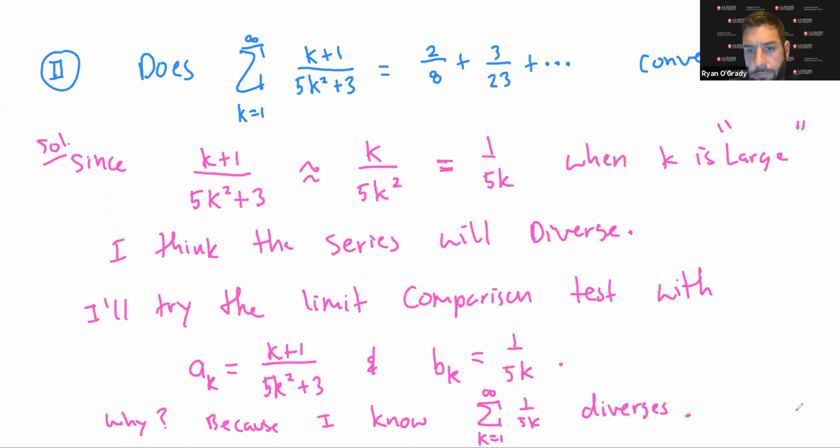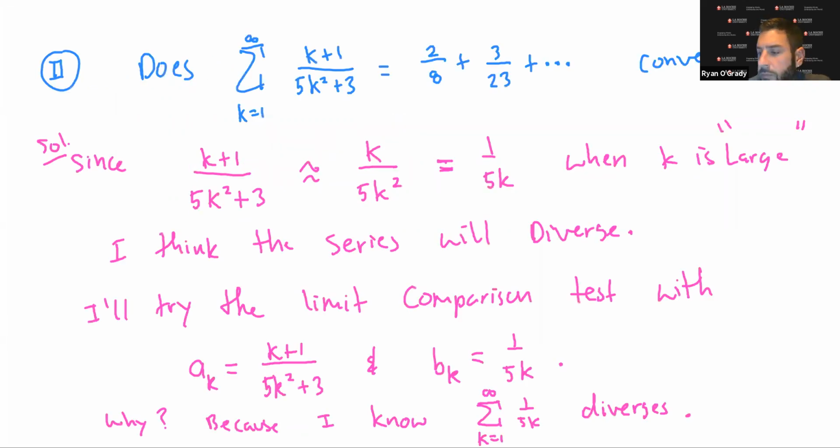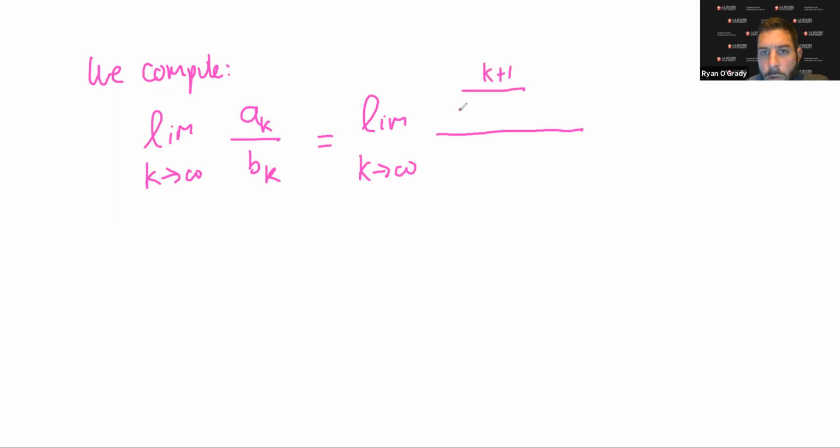So let's do it. We have to compute the limit as k goes to infinity of a sub k over b sub k. The a sub k we know: (k plus 1) over (5k squared plus 3), and then I'm putting this over 1 over 5k. It was plus 3, not that that matters, but yeah.